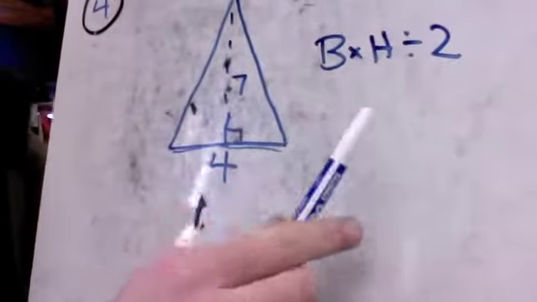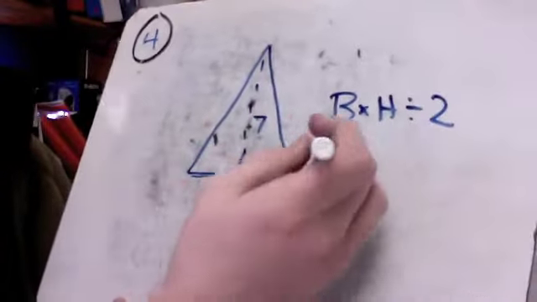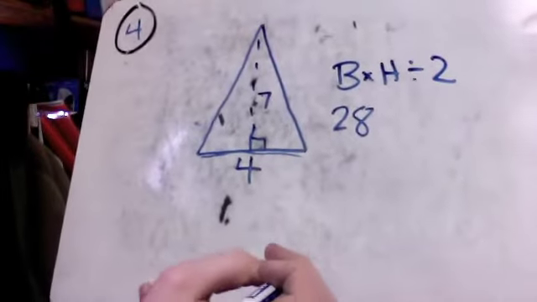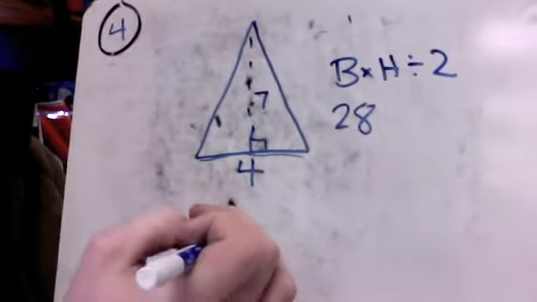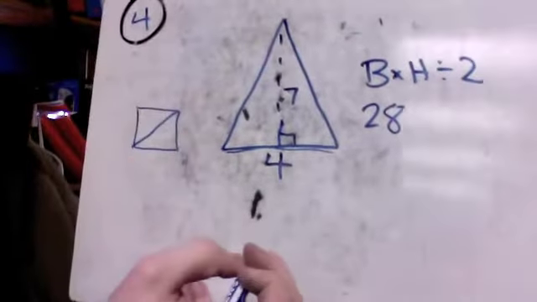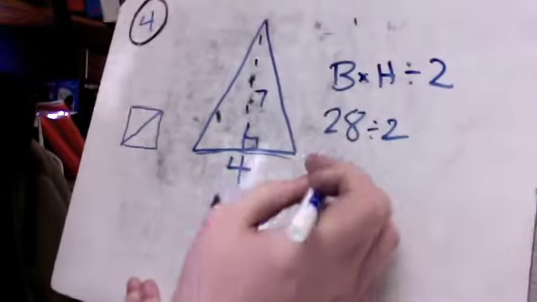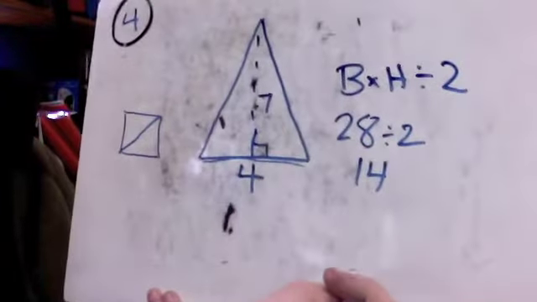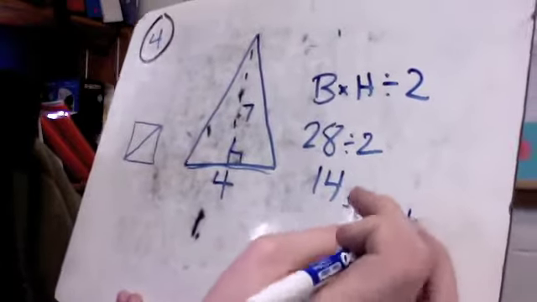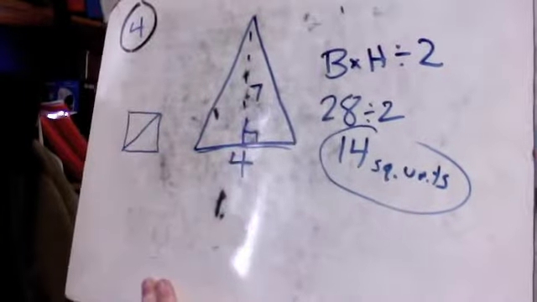So now we just have to use our formula. Base times height is going to be 7 times 4, which is going to be 28. That would be if it was a rectangle or a square, but remember, since it's a triangle, and a triangle is half of a rectangle or a square, we need to cut that number in half. So if we divide by 2, our final answer is going to be 14, and then it's going to be square units or whatever our unit of measurement is, but it's going to be 14.